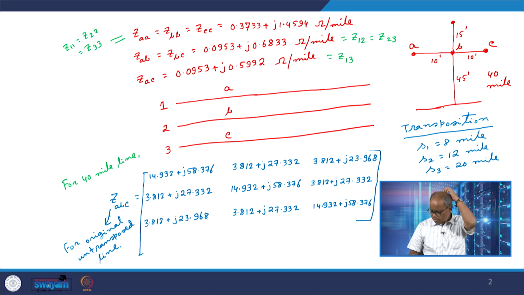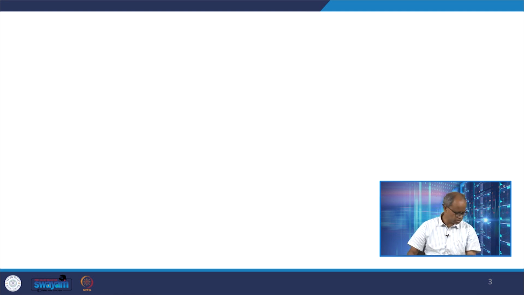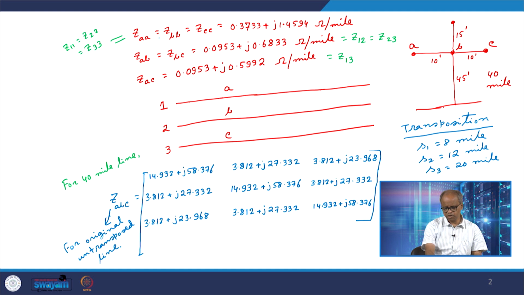Now, we are considering that my transposition is in this fashion: 8, 12 and 20. So then what would be the impedance matrices? It is very easy now. We have already got these values ZAA, ZBB, ZCC and ZAB, ZBC and ZAC, and we have also already got the values Z12, Z23 and Z13 and then Z11, Z22, Z33.